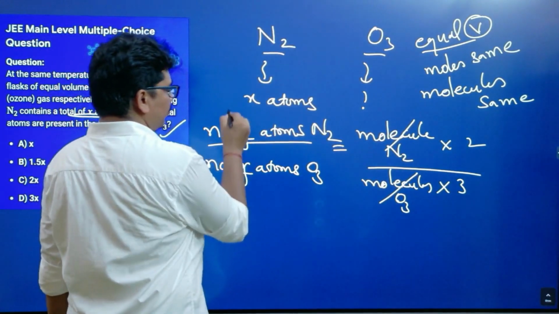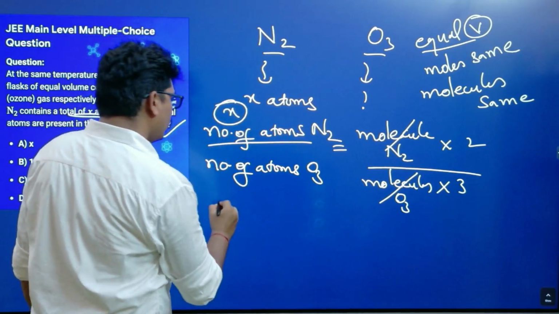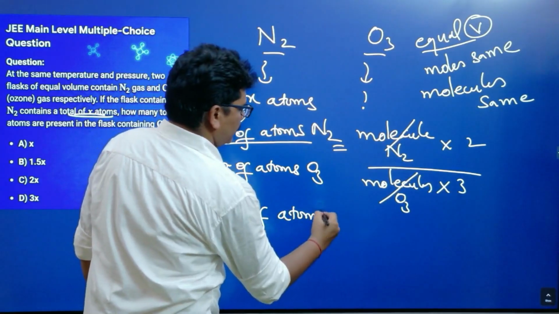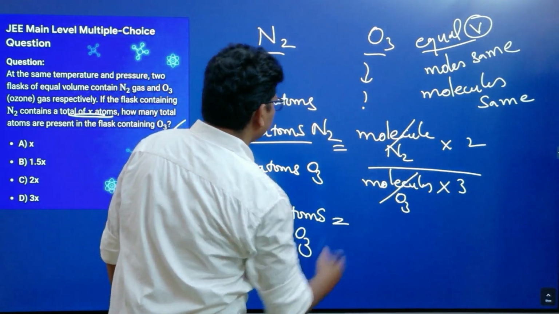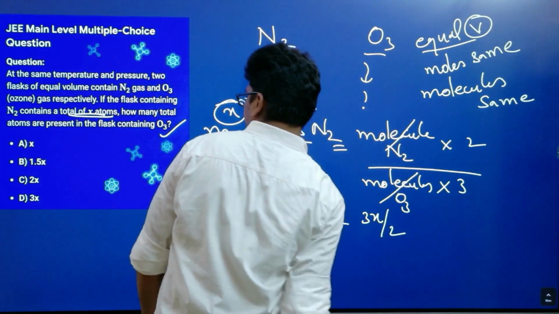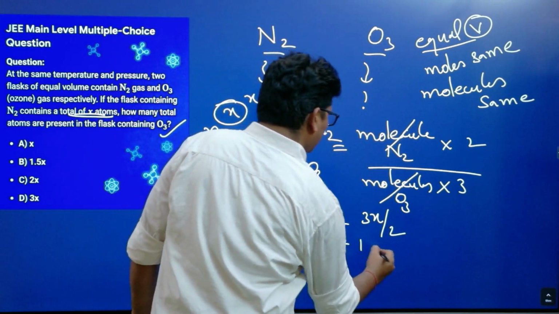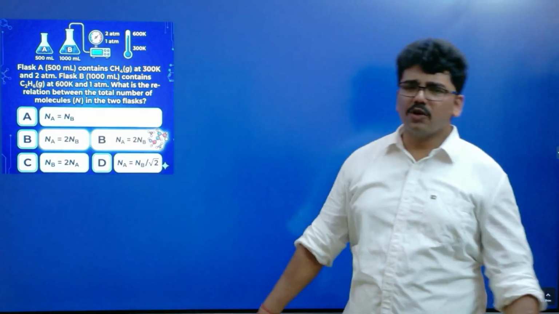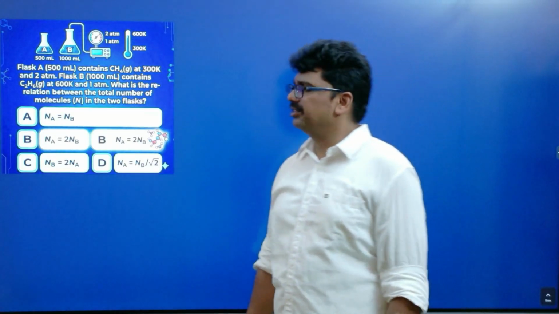And the number of atoms of nitrogen is given as X. I want the number of atoms of ozone. Number of atoms of ozone, how much is it? 3x by 2. So 3x by 2 means 1.5x. So the second option is correct. Important problem from Avogadro's hypothesis.